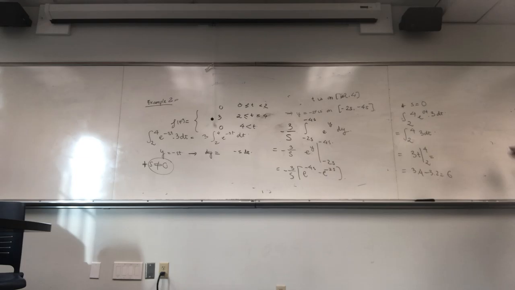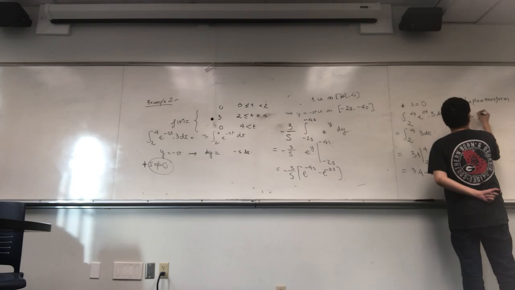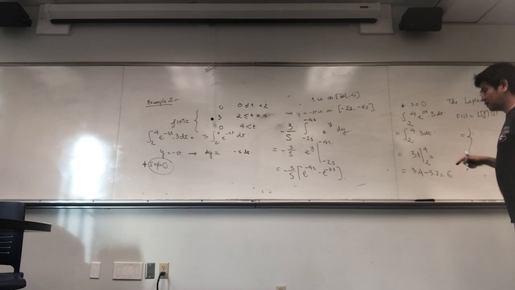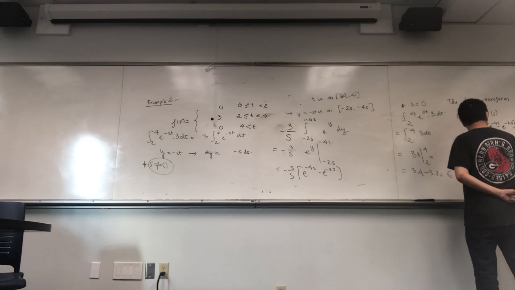So basically, conclusion. The Laplace transform F(s) of f will be equal to minus 3 over s, times e to the power minus 4s minus e to the minus 2s, when s is not 0. And it's going to be 6 when s is 0. All right?